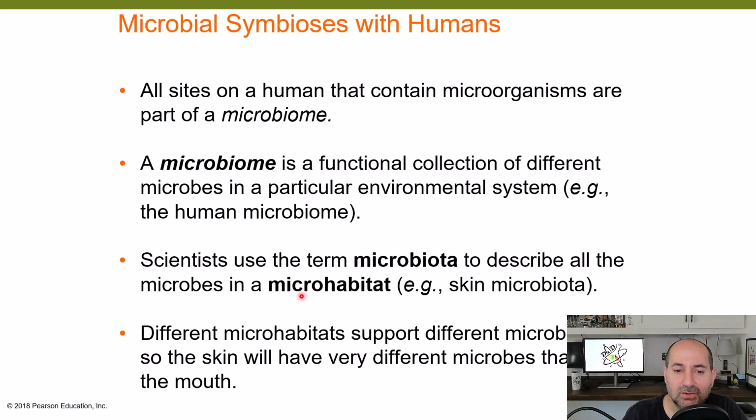This includes all the different microhabitats of your body. The microhabitats would include the skin, the mouth, the colon or the small intestine, the large intestine, all of the surfaces that support different microbes. And by the way, scientists use the term microbiota to describe all the microbes on the body or in different microhabitats. And different microhabitats support different microbes. Remember, we talked about this before. The skin is a salty and dry and harsh environment.